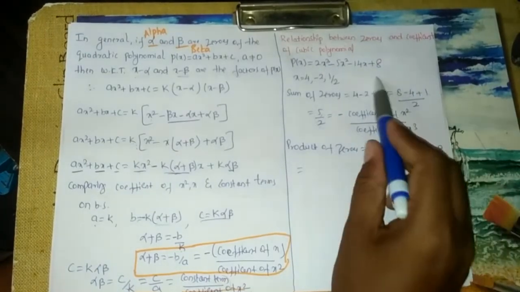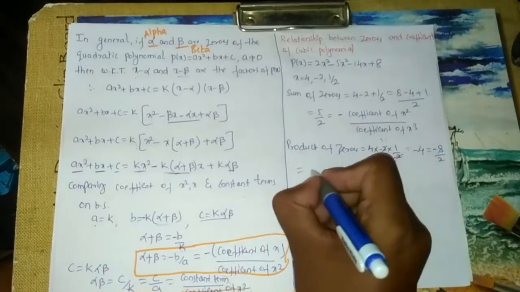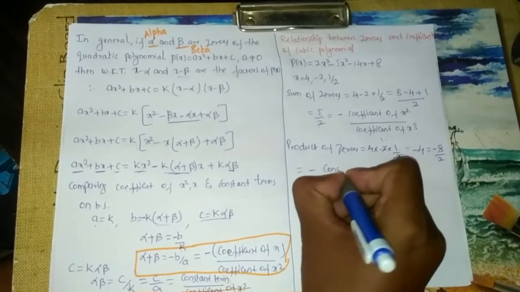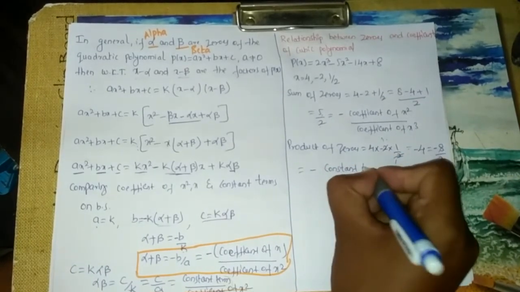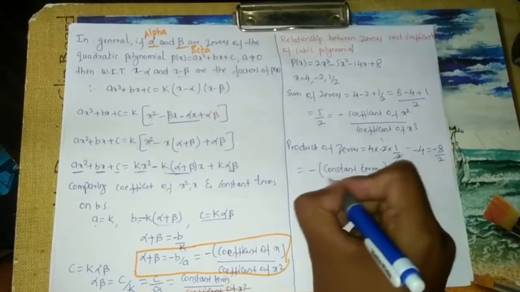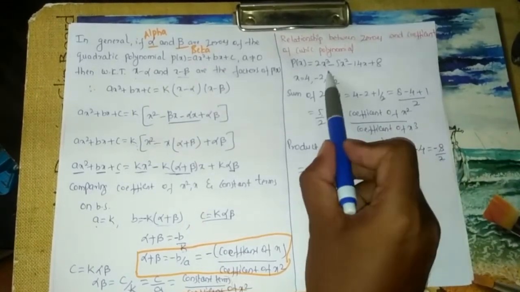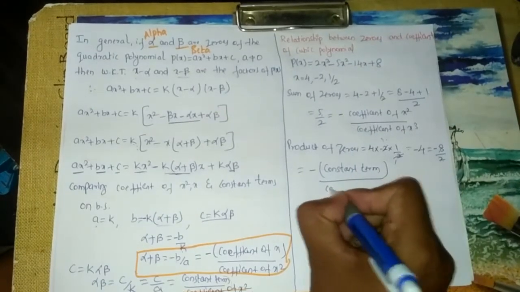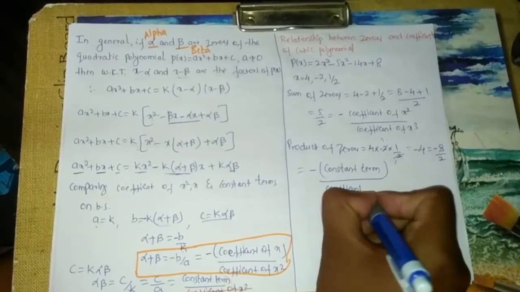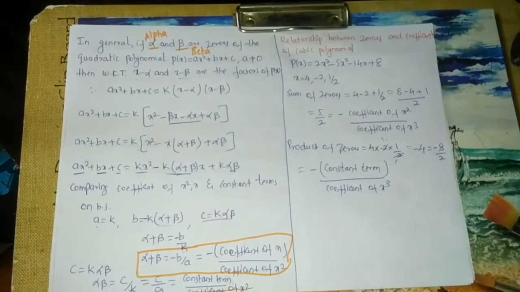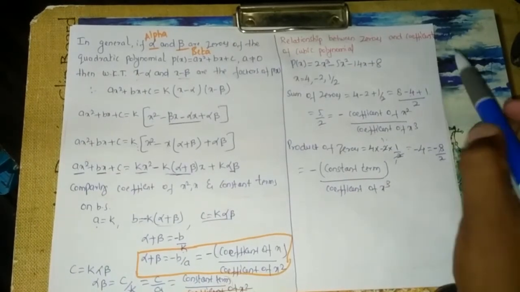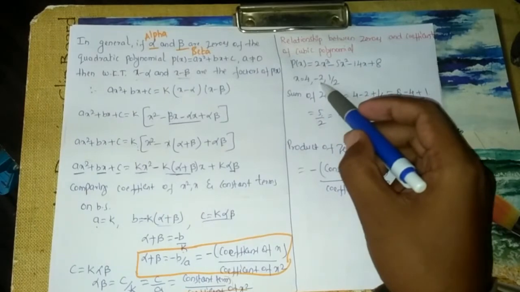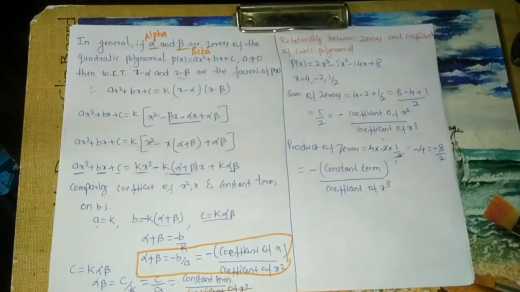So minus 8 is the constant term. So in the numerator I can write minus of constant term upon 2 is with x cube. So it is coefficient of x cube. Okay, so when we take product of the zeros 2 at a time, let us see. Let me write down.